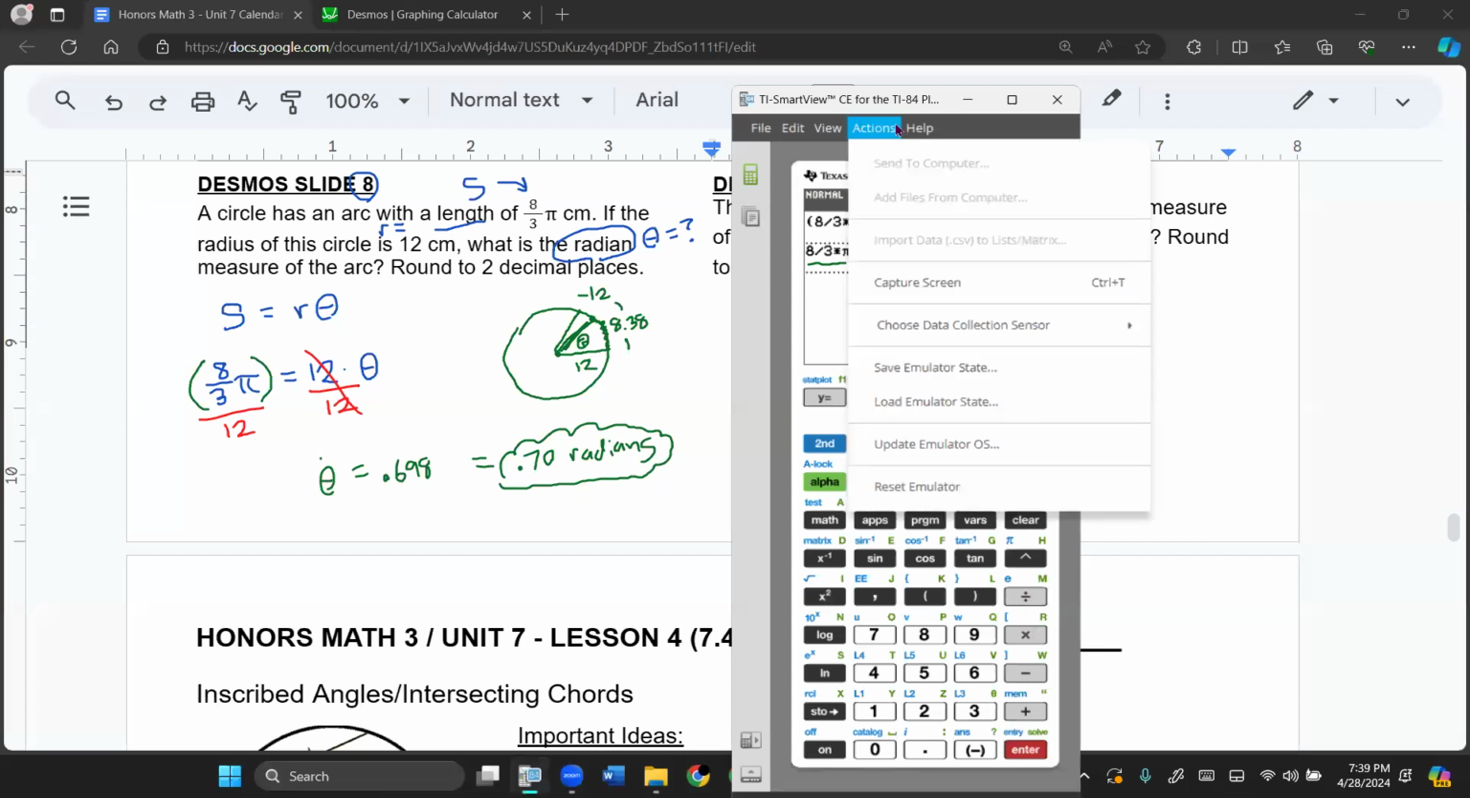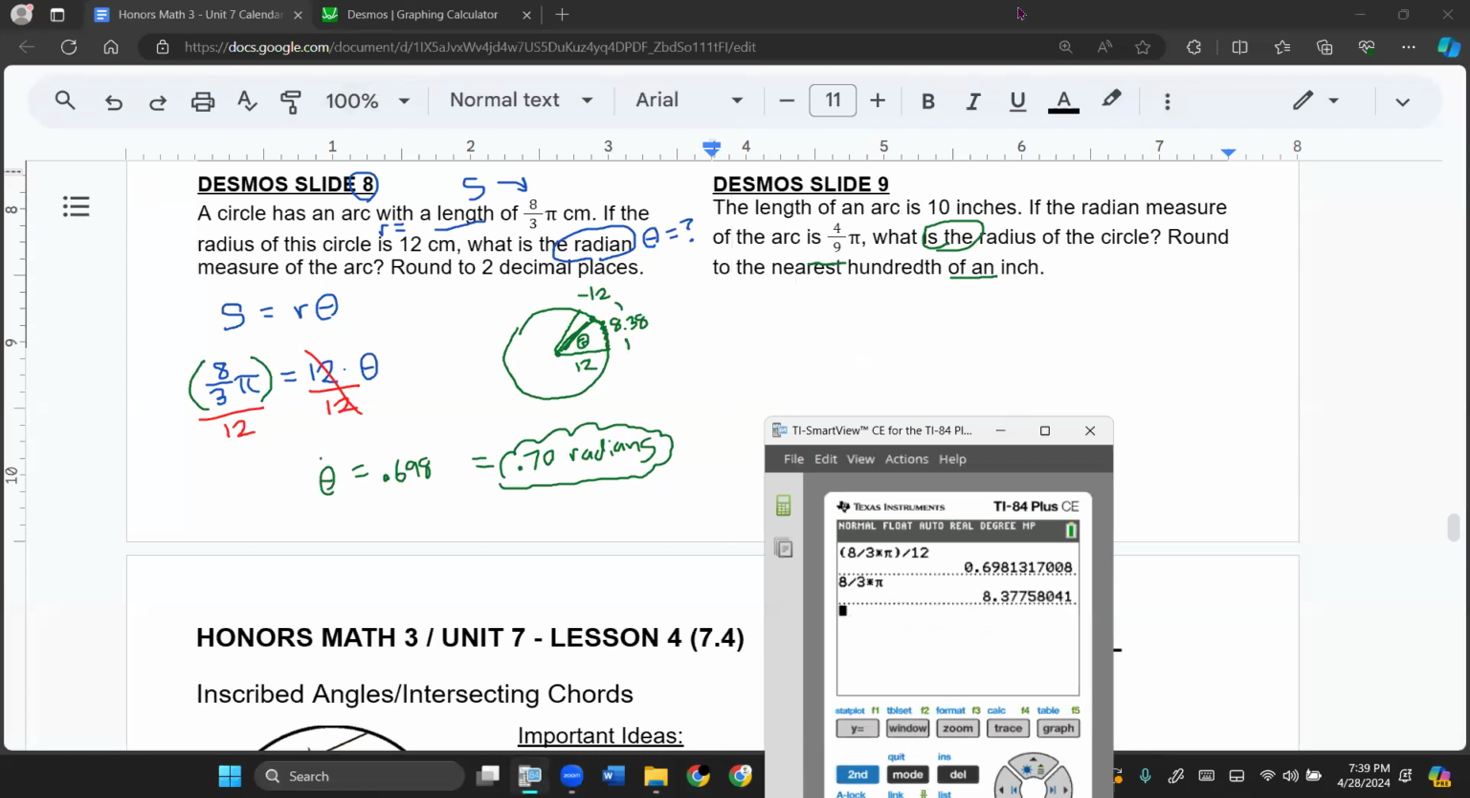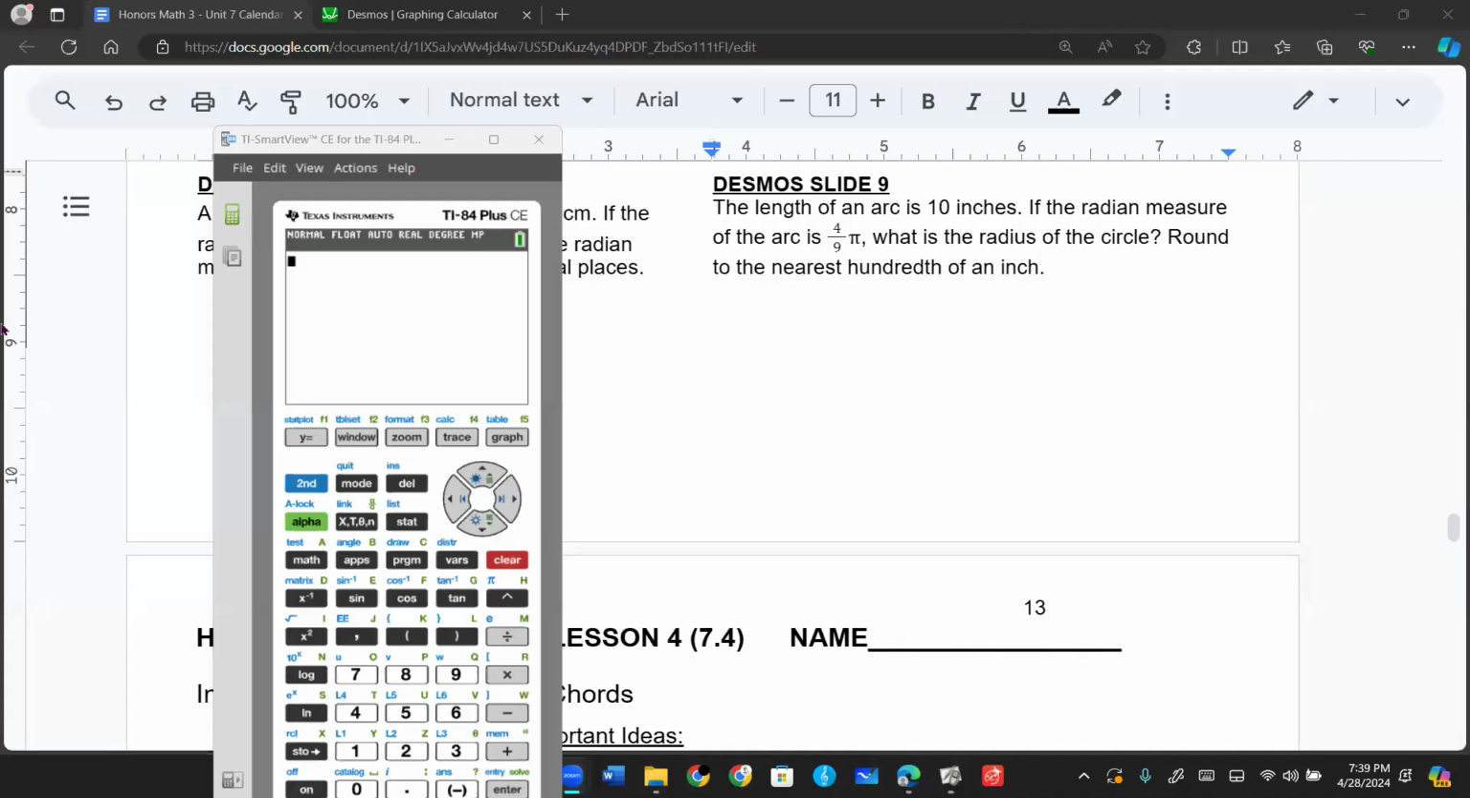All right, the last question here. I'm going to go ahead and delete this, so write it down if you don't have it. Here we go for the last example. The question says, the length of an arc is 10 inches, if the radian measure of the arc is 4/9 pi. So we actually know what that radian measure is. We'll call that theta. And since that's the radian, we're going to call the length S for the formula S equals R theta.